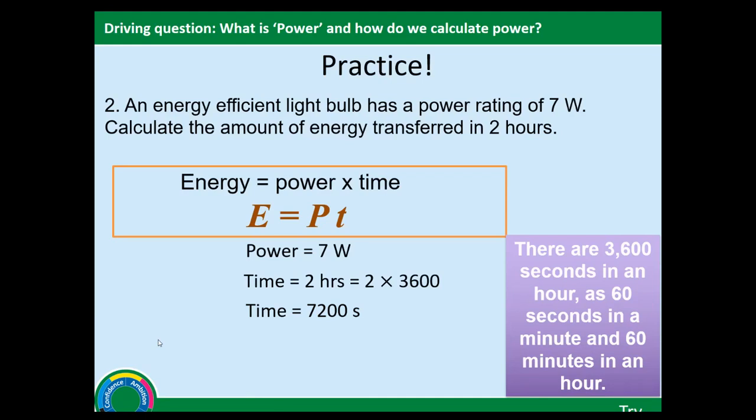Now we can make a substitution in the formula and solve, and that is our answer. The energy transferred is 50,400 joules. Hope you had that correct. You remembered to convert your 2 hours to seconds.